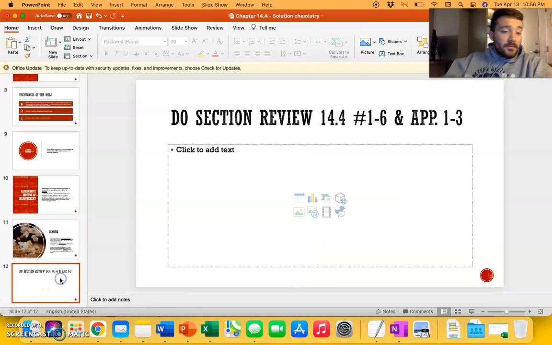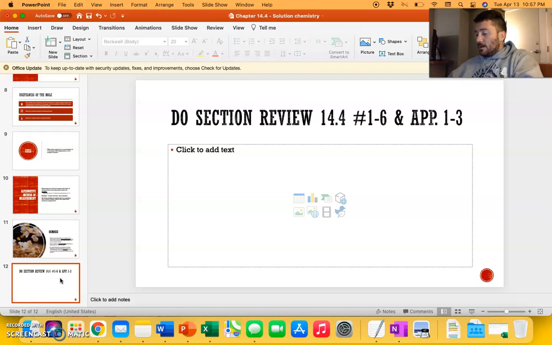You have some homework for tonight. That is section review 14.4, numbers 1 through 6, application numbers 1 and 2. And I have my textbook with me. Imagine reading a textbook at 11 o'clock at night. That's my life right now.